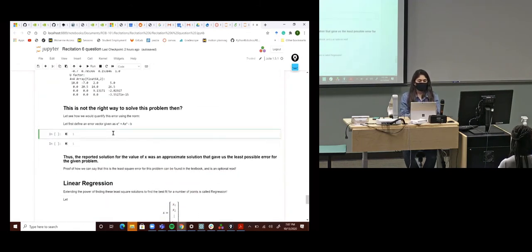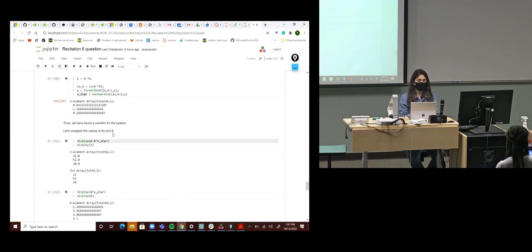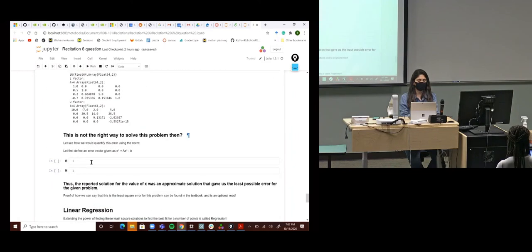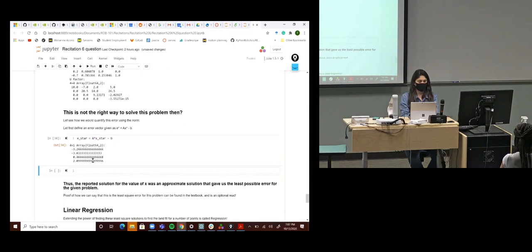So what we want to do is quantify the error that we just found from our x star. The way to do that is I'm going to define my error vector, E star, to be equal to A times x star minus B. And I look at that, and it's a pretty significant error, right? It's an approximation, so there should be an error.